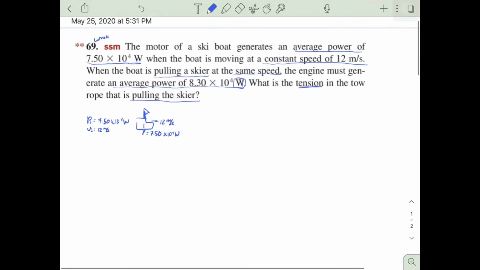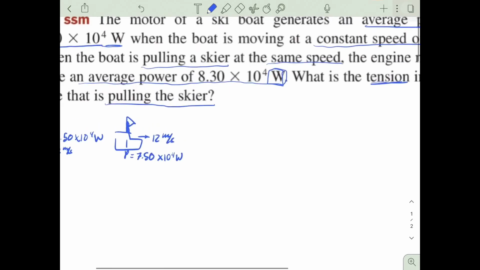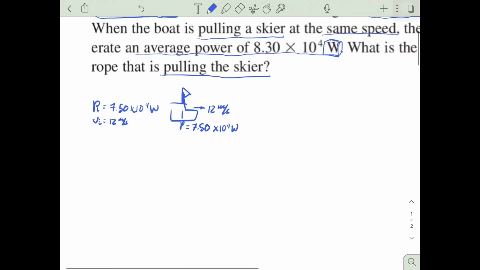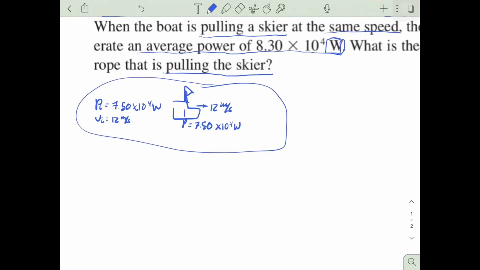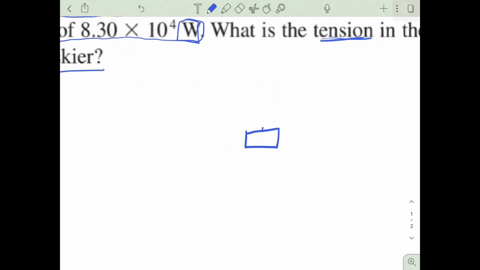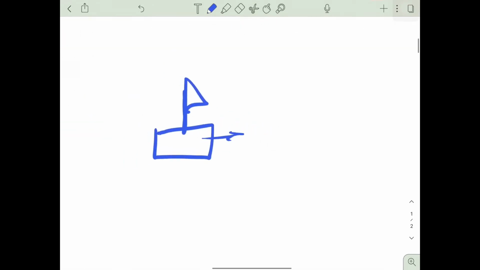When the boat is pulling a skier at the same speed, now they're introducing the same boat, but it is pulling a skier. This is the second case, and it's the same gorgeous looking boat, still going at 12 meters per second. I didn't really explain why the speed was 12 meters per second, but the problem says the boat is traveling at the same speed. Therefore, we can assume that the initial speed is also the same as the final speed.